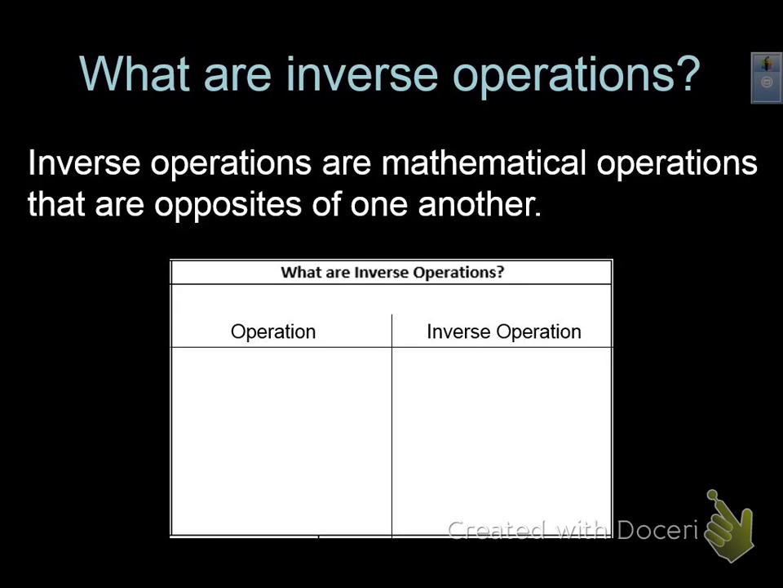Yesterday, you took a look at inverse operations, and so hopefully you remember these. Inverse operations are operations that are opposite of one another. So if we are looking at the operation of addition, the opposite or the inverse of addition is subtraction. If we are looking at subtraction, the inverse of subtraction is adding. The inverse of multiplication is dividing. And the inverse of dividing is multiplying. So we want to keep these inverse operations in mind as we solve our one-step equations today.